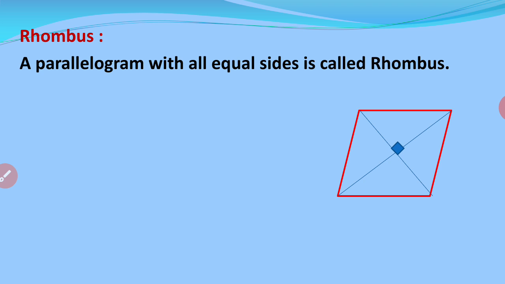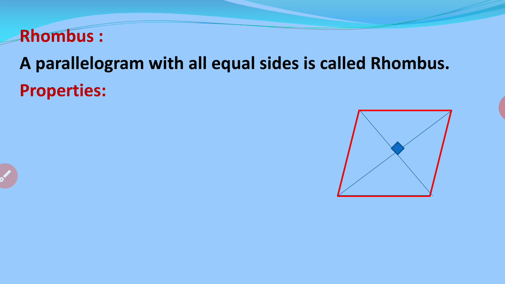We are initially going to discuss what the figure is, and then we are going to discuss its properties also. Here, a parallelogram with all equal sides is called a rhombus. We have studied parallelograms in detail. A parallelogram is a quadrilateral wherein opposite sides are parallel. Here, there is an additional property: in a parallelogram, if all the sides are equal, it has a special name, that is rhombus.